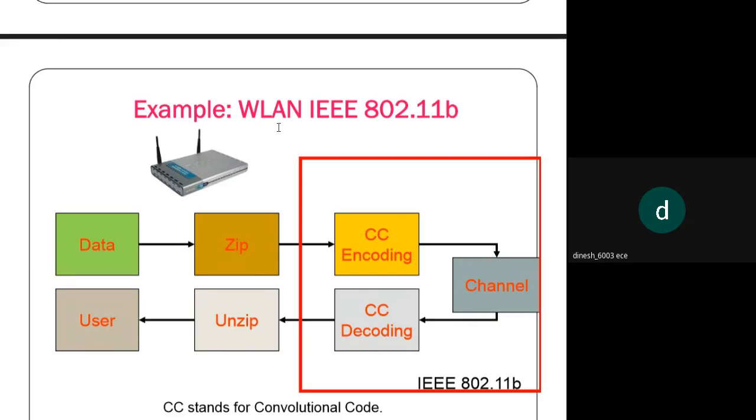Okay, what is its need? So this uses zipping and unzipping in the encoding techniques, source encoding and source decoding respectively, and it uses convolutional codes at the encoder and decoder, which remain the same. Only the source coding and decoding is in the format of zip and unzip.